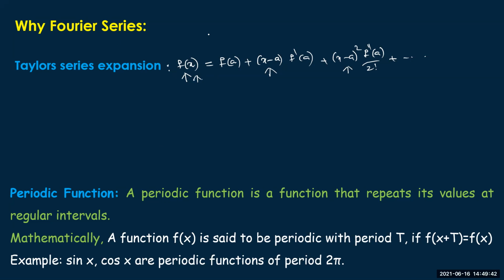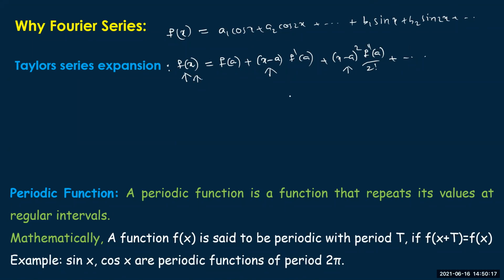When you have a function f of x which is to be expanded, we try to express this function f of x as an infinite series of sinusoidal functions. We write it like this: a1 cos x plus a2 cos 2x plus a3 cos 3x, and so on, plus b1 sin x, plus b2 sin 2x, and so on, right? We are trying to represent the given function in terms of periodic functions like sin x and cos x, right?